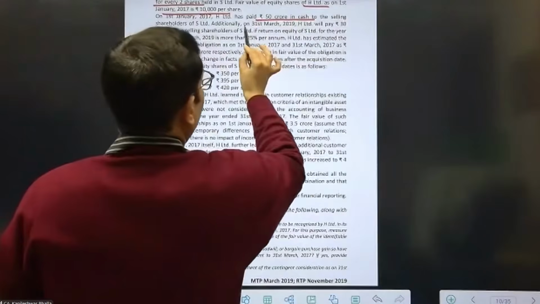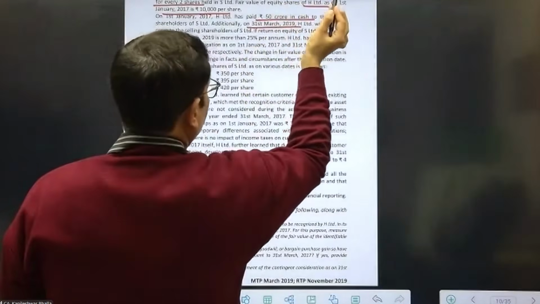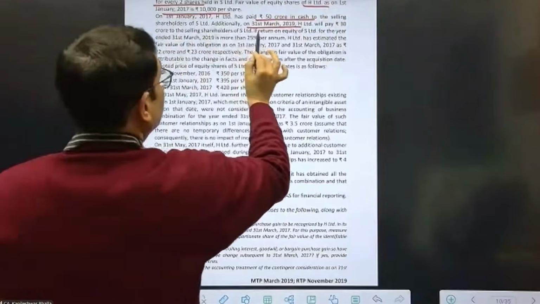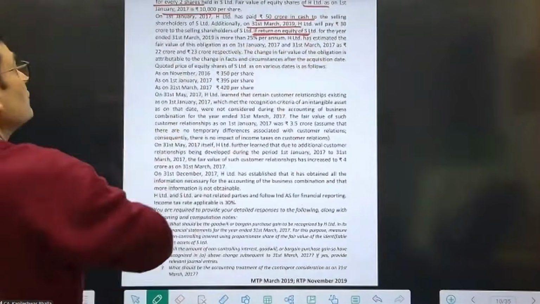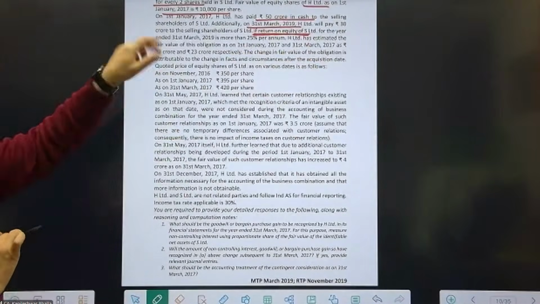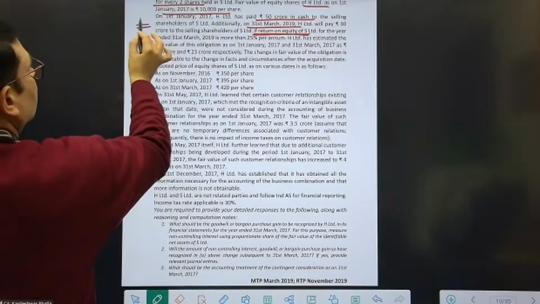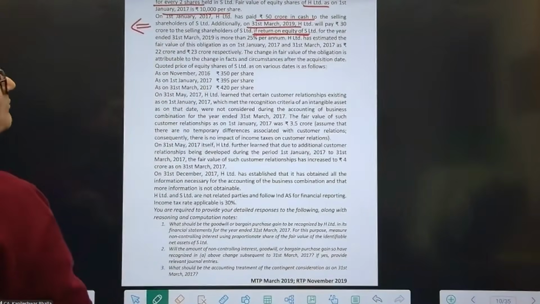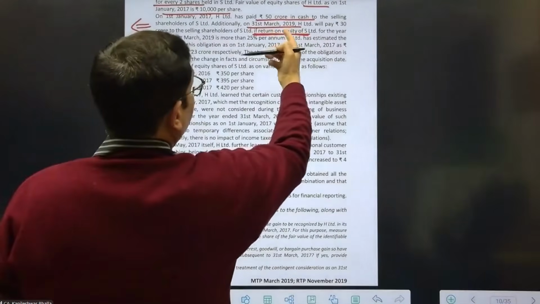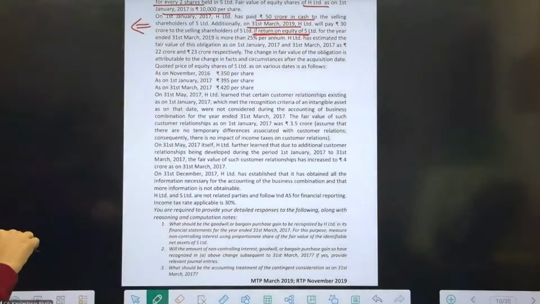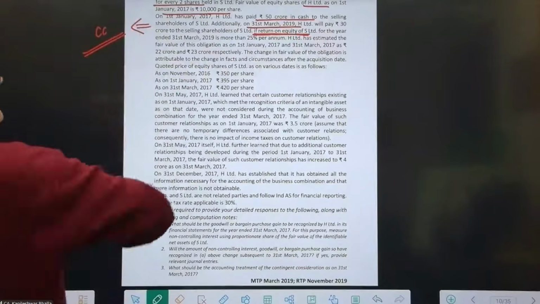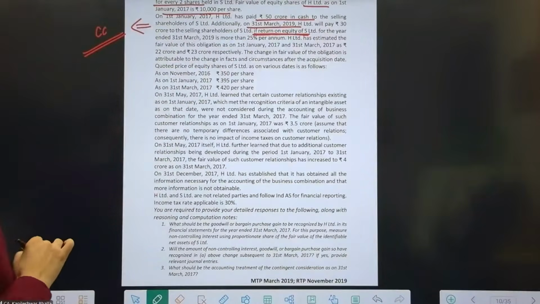Additionally, it says on March 19, later after the acquisition date, he will pay 30 crore to the selling shareholders if the return on equity is more than 25%. So is this a DC or is this a CC? You will pay this amount on March 19, which is much later than the acquisition date, provided certain conditions are met. DC or CC? DC. No, it is condition based. So it is contingent consideration.